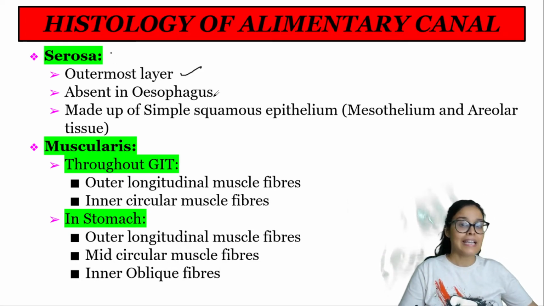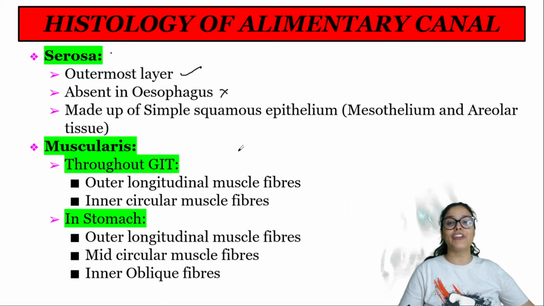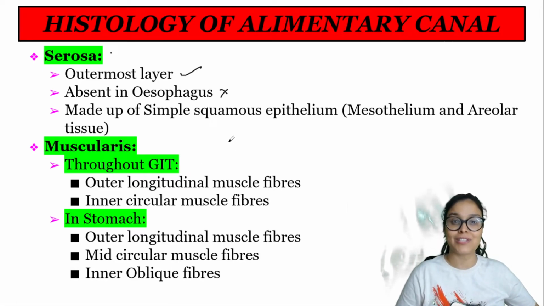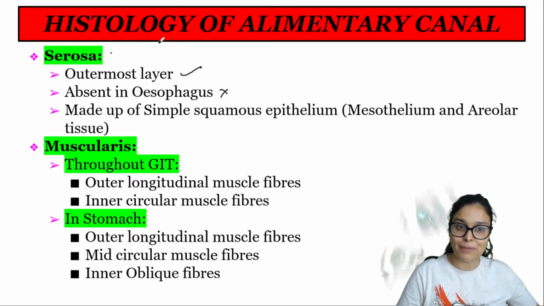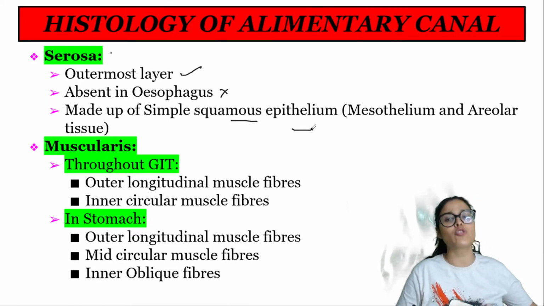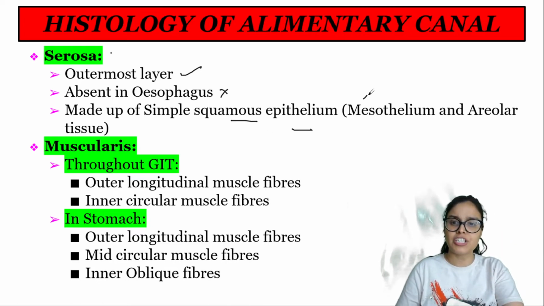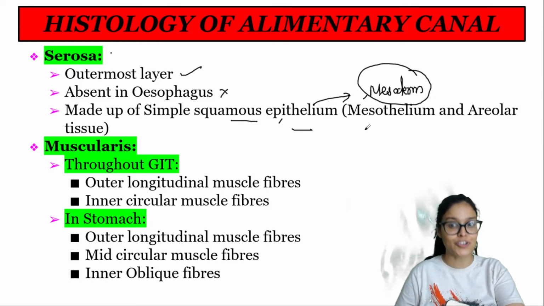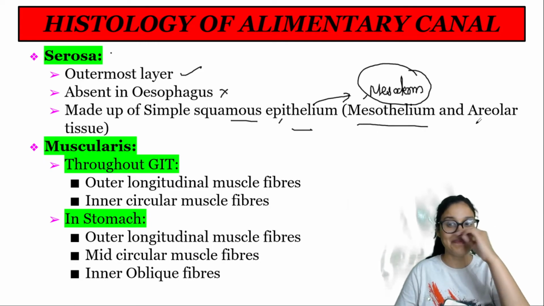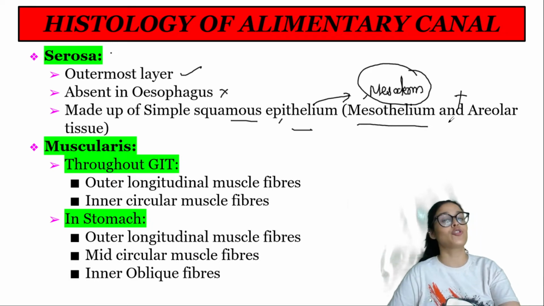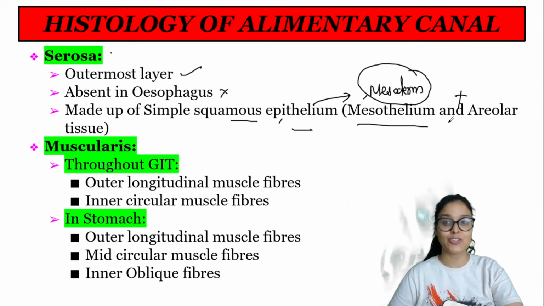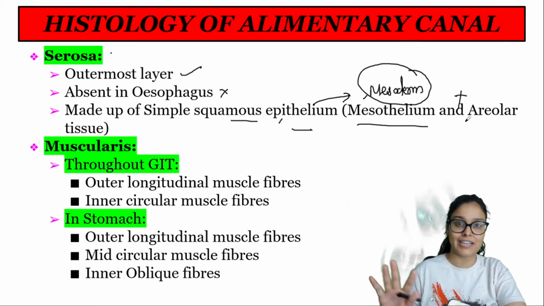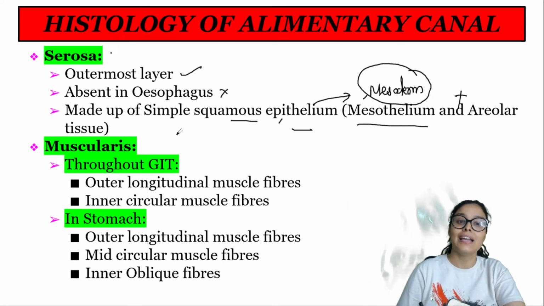Outermost layer, it is absent in the esophagus. In the esophagus there is no serosa layer. Serosa is made up of simple squamous epithelium which is mesodermal in origin. This is from mesoderm, therefore it is called mesothelium. Obviously, squamous epithelium which is mesodermal in origin is known as mesothelium, and the serosa layer is also made up of areolar tissue, which is the connective tissue. The outer layer is made of areolar connective tissue.